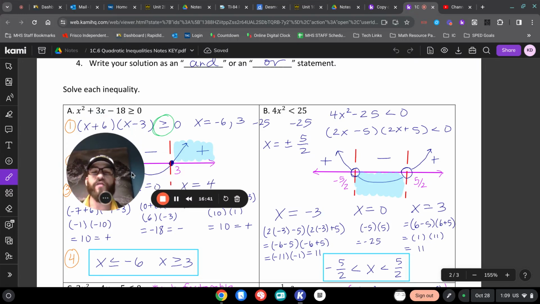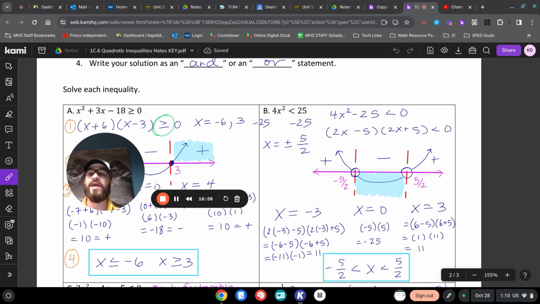All right, let's talk over our work here on B. So 4x squared is less than 25. We have to do that first step this time because we do not have 0 on that right side of our inequality. So we can subtract 25 from both sides. So we get 4x squared minus 25 is less than 0.